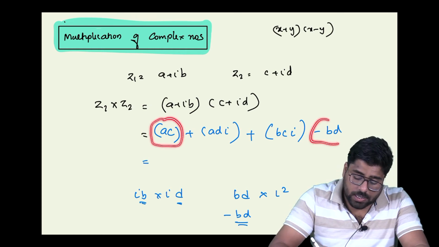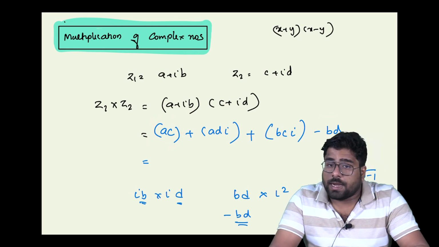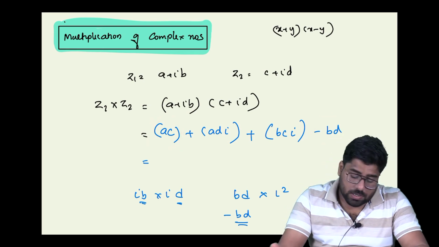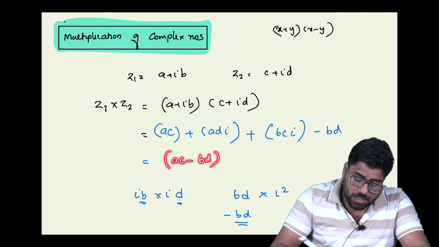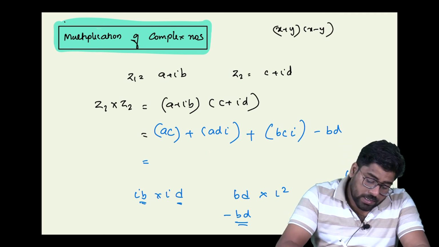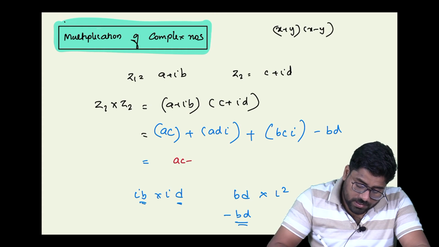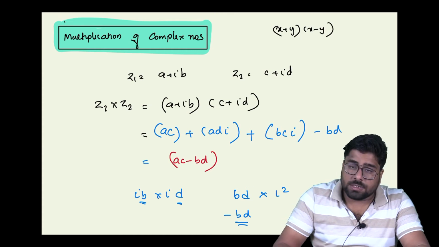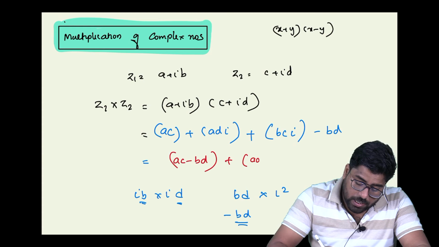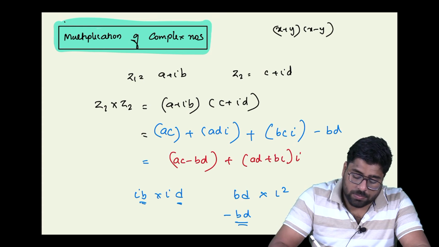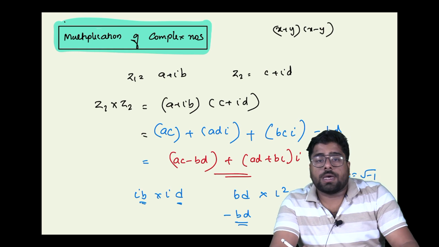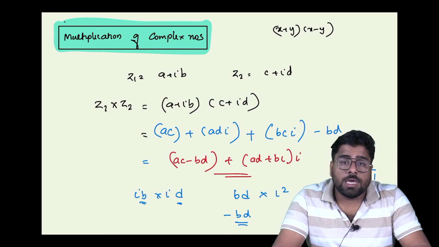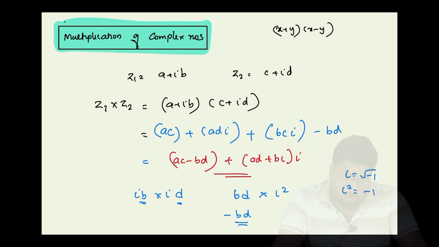My final answer is going to be by combining the real numbers. It is going to be ac minus bd, which is my first term, and of course ad plus bc is going to be my second term. My first term happens to be the real part, and the second term happens to be the imaginary part. This is how you generally do the problem.